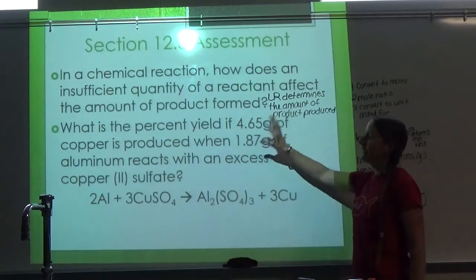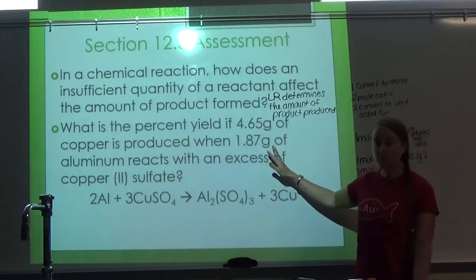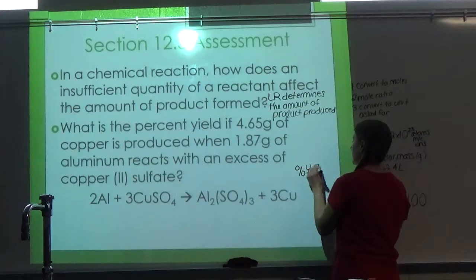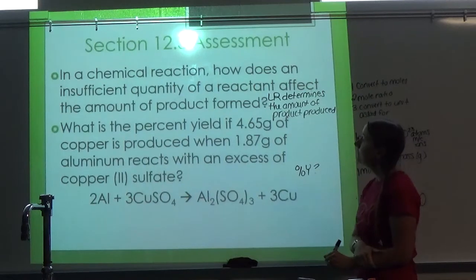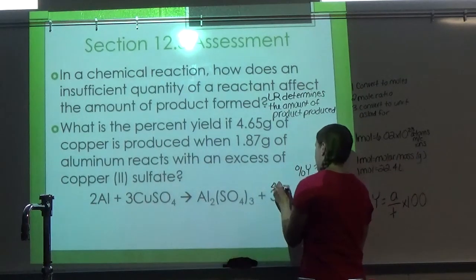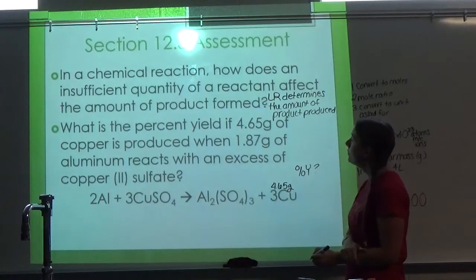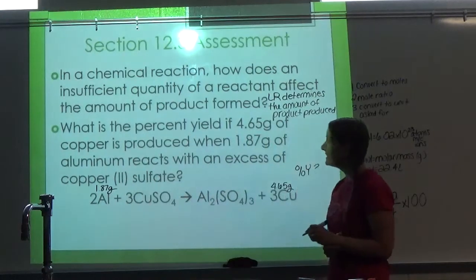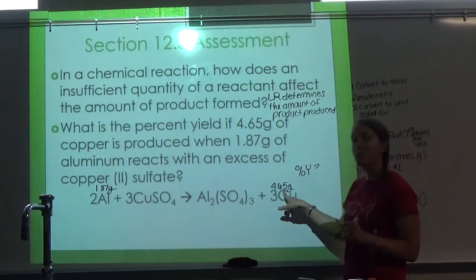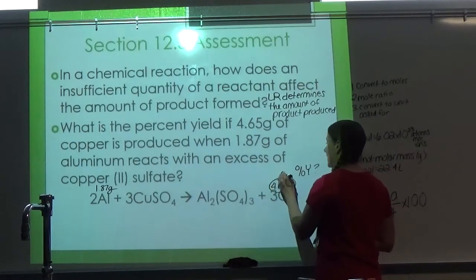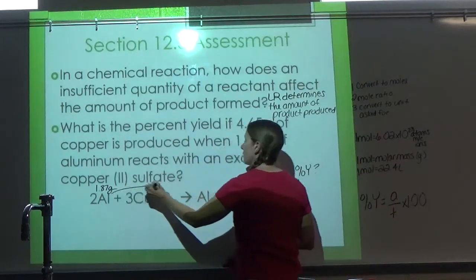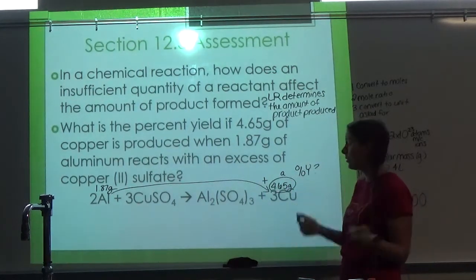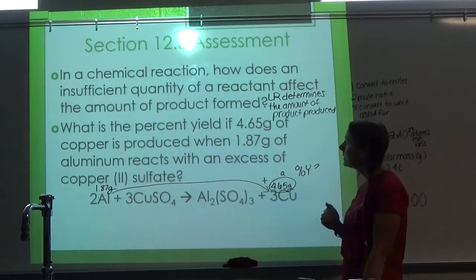All right, so last problem. You may want to pause it and try this one on your own. This is just a normal percent yield problem. What is the percent yield if 4.65 grams of copper is produced when 1.87 grams of aluminum reacts with an excess of copper 2 sulfate? All right, so remember, they told me how much was produced, so this is my actual. So what I need to do is go from my reactant to my product, the same product, to get how much in theory, our theoretical, our maximum amount, so I can plug into the formula.